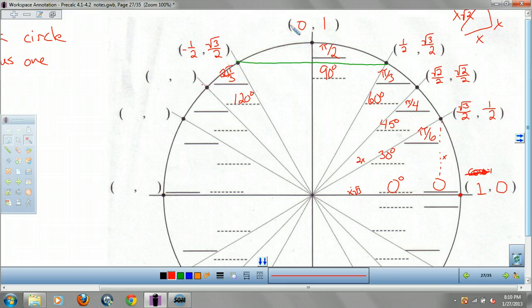They're the same things, just that in this one your x coordinate's negative, because it is negative over here. Okay, so your cosine's negative over here. So you have negative cosine over here, positive sine. Over here they're both positive.